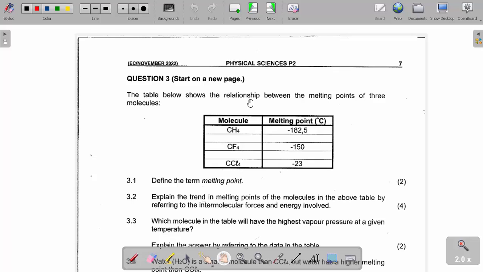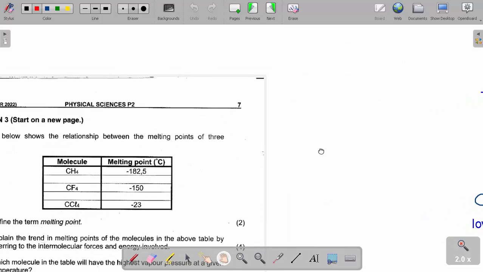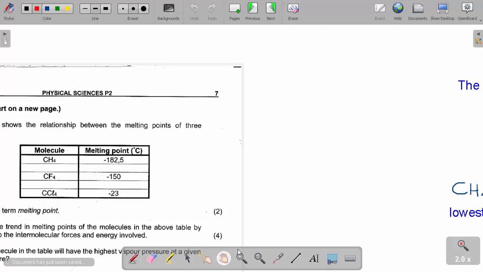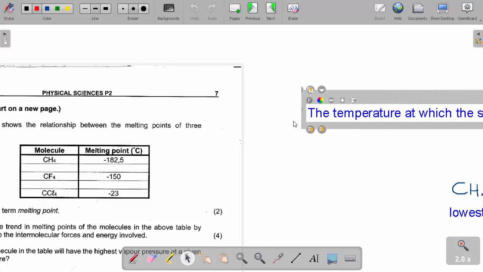Okay, now next here, they say the table below shows the melting points of three molecules, that is methane, CF4, CCl4: negative 182.5, negative 150, negative 23. Define the term melting point. What's melting point, guys? Talk to me, somebody. Now, melting point is defined as what?